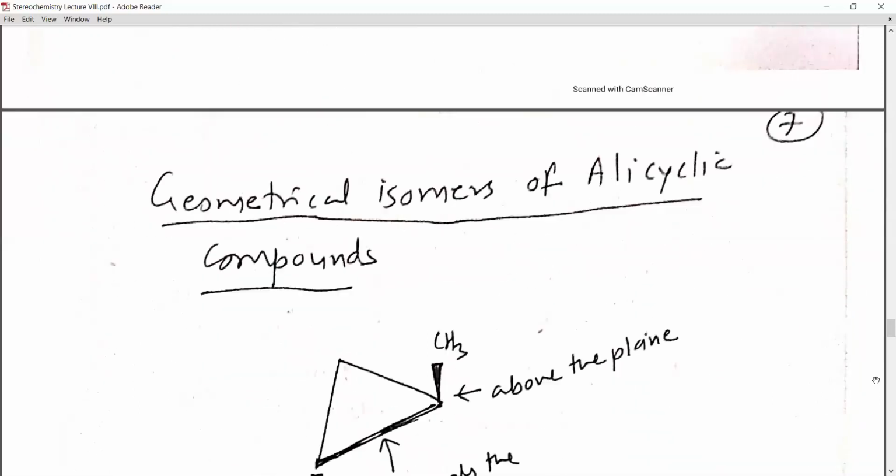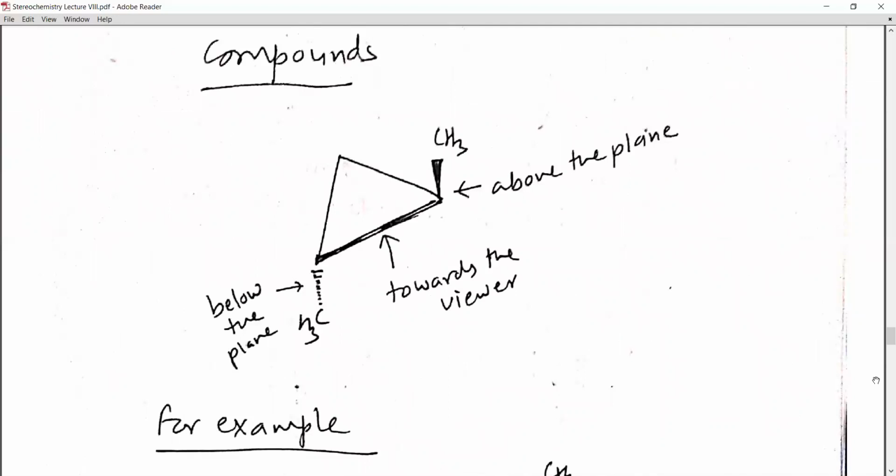Geometrical isomers of alicyclic compounds. In alicyclic compounds, meaning saturated cyclic compounds, here this side is towards the viewer, and this methyl is represented by a solid bond, and this methyl group below the plane, meaning away from the viewer, is represented by a broken bond. So the higher priority groups of carbon 1 and 2 are on opposite sides, so it will be referred to as trans.